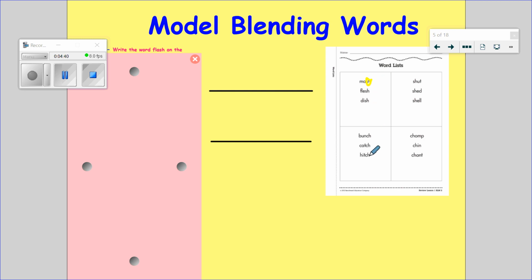I'm going to look at a word down here. This word is hitch. Hitch. I hear ch, ch. I'm going to circle the ch at the end of the word. So that's a final digraph at the end of the word. So I want you to read the rest of these words, blend them together, and then circle, highlight, underline, or color the digraph that you see in each word.